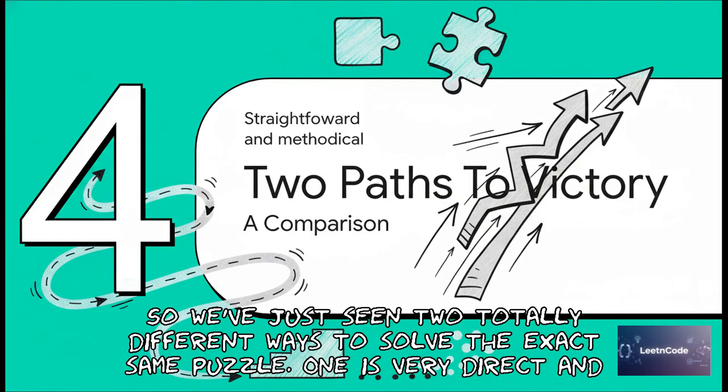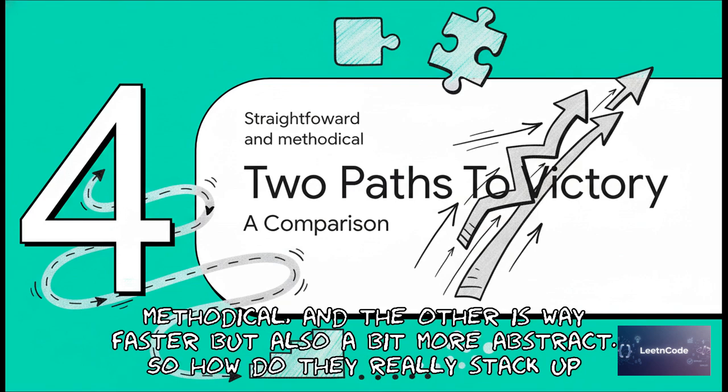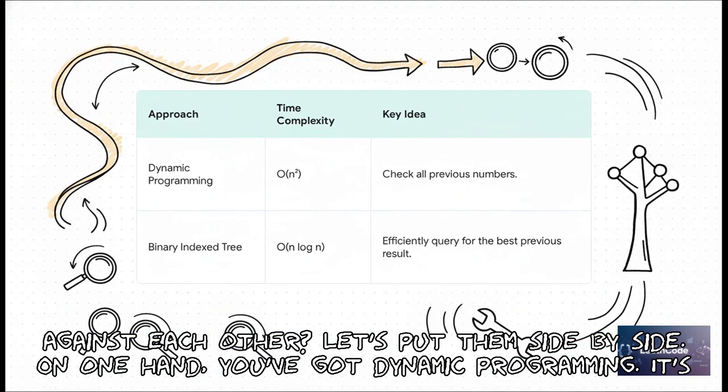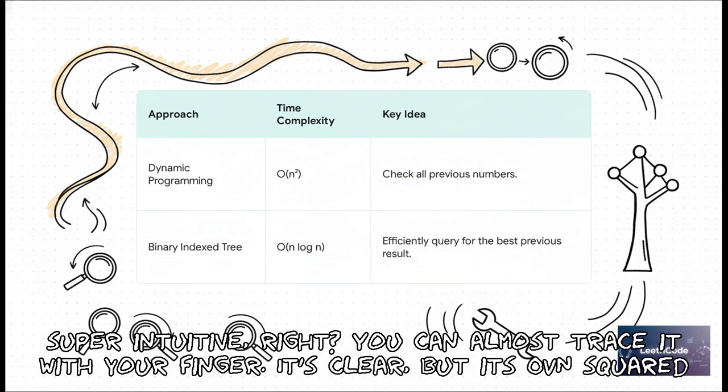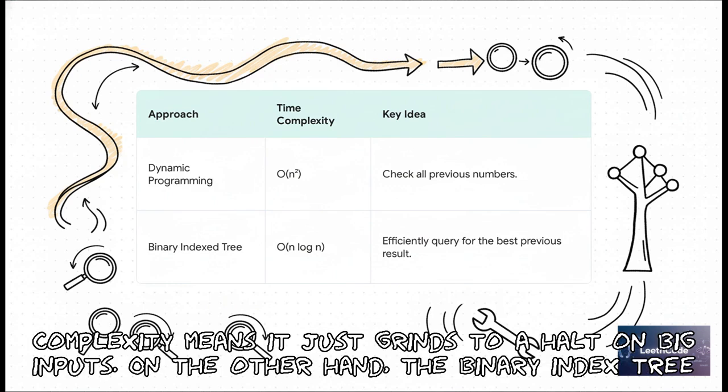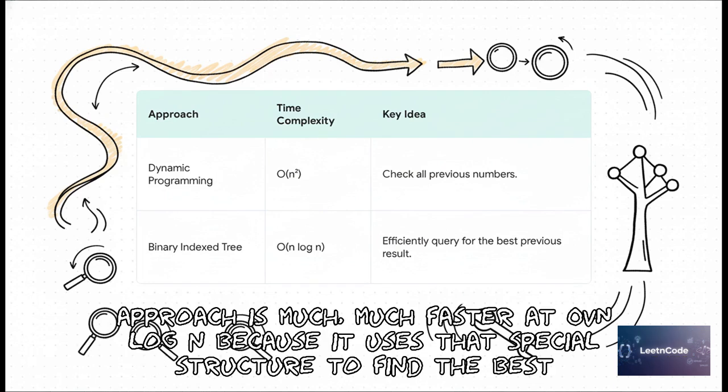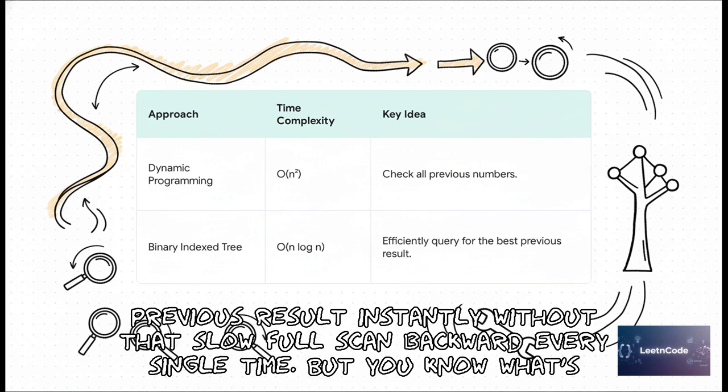So we've just seen 2 totally different ways to solve the exact same puzzle. One is very direct and methodical, and the other is way faster, but also a bit more abstract. So how do they really stack up against each other? Let's put them side by side. On one hand, you've got dynamic programming. It's super intuitive, right? You can almost trace it with your finger. It's clear. But its O(n²) complexity means it just grinds to a halt on big inputs. On the other hand, the binary indexed tree approach is much, much faster at O(n log n) because it uses that special structure to find the best previous result instantly without that slow, full scan backward every single time.